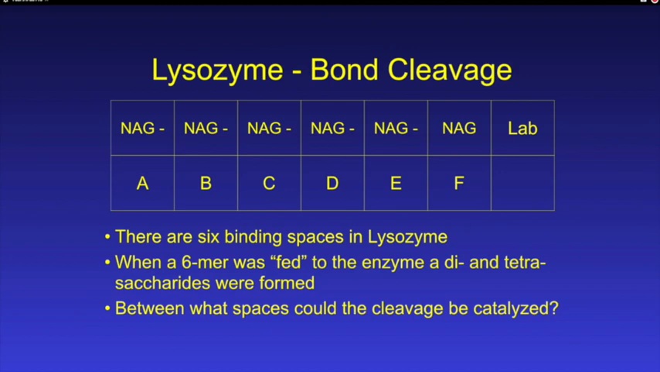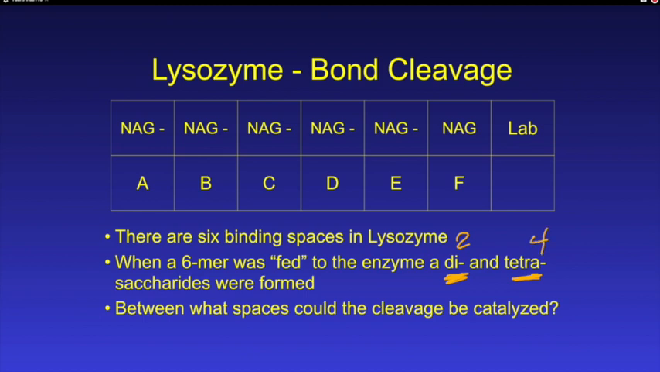Let's make a chart to talk about what we see. There are 6 binding sites, A, B, C, D, E, and F. This is the laboratory substrate, a poly-NAG, because it was cheaper. If I fed in a 6-mer, a 6-membered polymer, I got the fastest breaking I could get. I couldn't increase it by having any more length. After analyzing what was broken down, we find that there's a dimer and a tetramer. A di is 2, and a tetramer is 4.